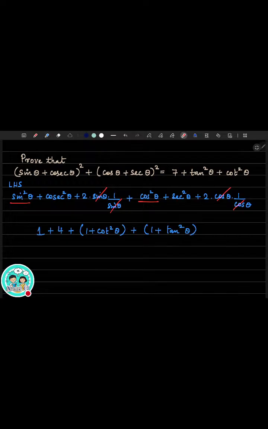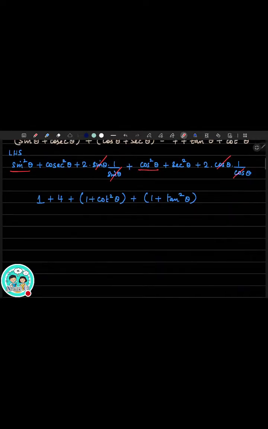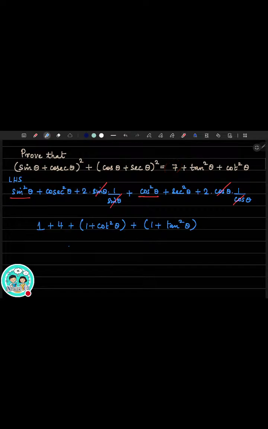Yeah. So when you add up all those numbers, 1 plus 4 is 5, 5 plus 1 is 6, 6 plus 1 is 7, which you already have. So 7 plus tan square theta plus cot square theta. Again, in order to do this question, you must understand and do as given. The minute you are given the expression, you have to expand it first using (a plus b) whole square, and then, in order to get cosecant and secant in terms of tan and cot, you should use the identities cosecant square equal to 1 plus cot square, and secant square equal to 1 plus tan square.